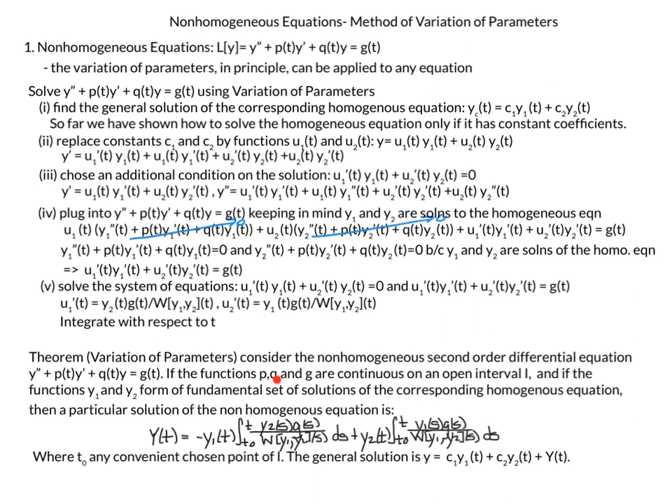If the functions p, q, and g are continuous on an open interval I, and if the functions y1 and y2 form a fundamental set of solutions of the corresponding homogeneous equation, then a particular solution of the non-homogeneous equation, denoted with a capital Y of t, is equal to negative y1 integral from t naught to t of y2 of s g of s all over the Wronskian ds plus y2 integral from t naught to t of y1 g all over the Wronskian.